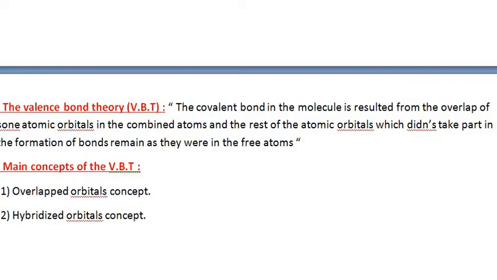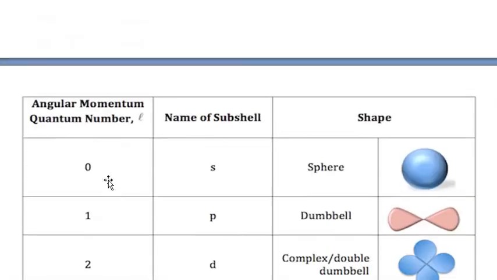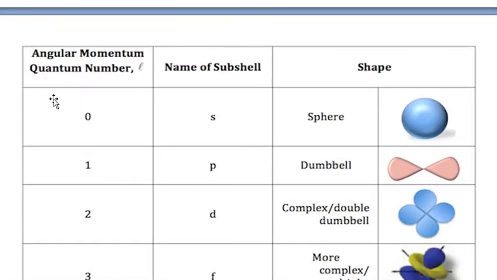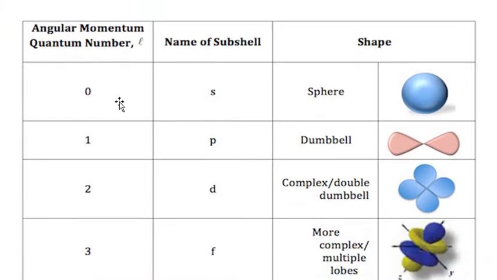definition is the covalent bond in the molecule which results from the overlap of one atomic orbital in the combined atoms and the rest of the atomic orbitals. The main concepts of valence bond theory are overlapping of orbitals and hybridization process may occur. Now we are discussing these two concepts, overlapping of orbitals and hybridization of orbitals. To discuss this, we review some important factors.